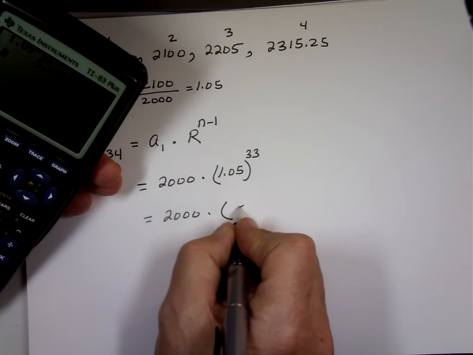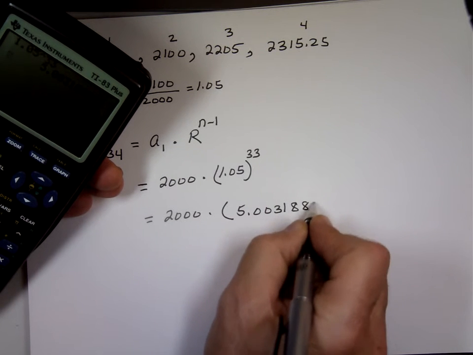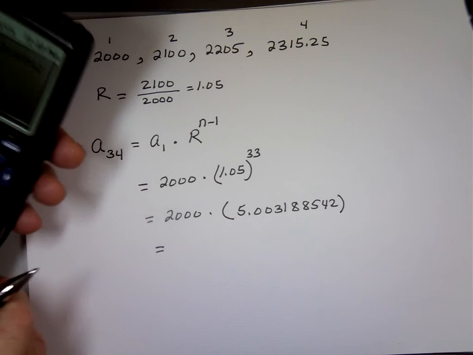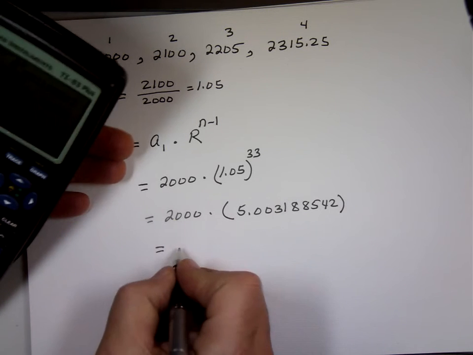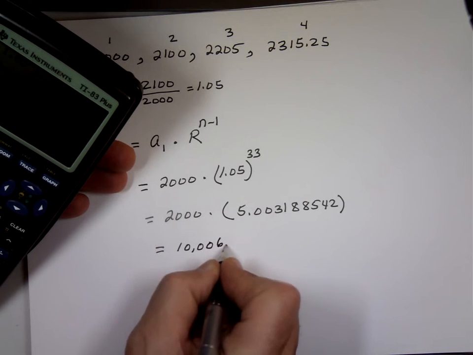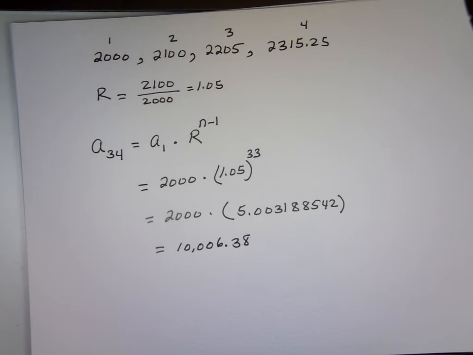It's 5.003188542. You multiply that by the 2,000 that you put in, and you will have $10,006 and what? 38 cents if you round it to the nearest cent. A one-time deal. Plus 34 years. Huh? Plus 34 years.